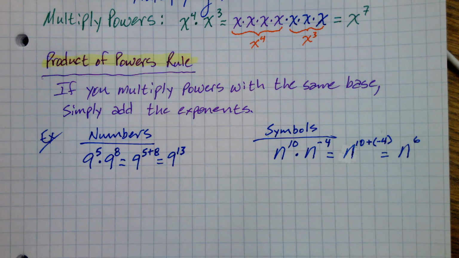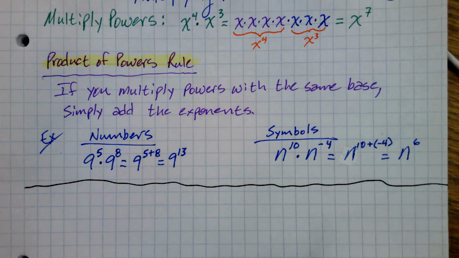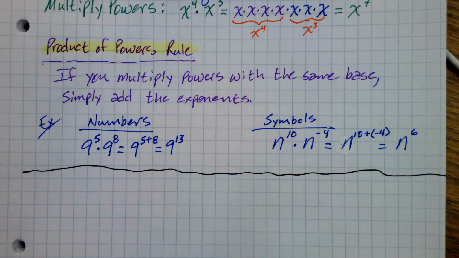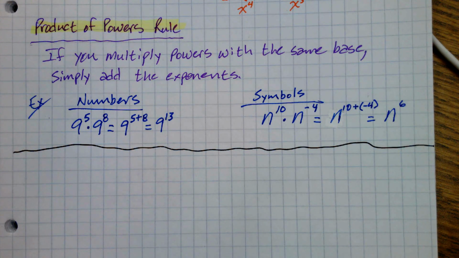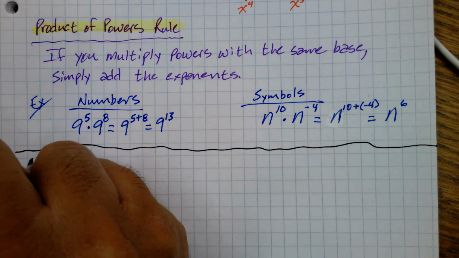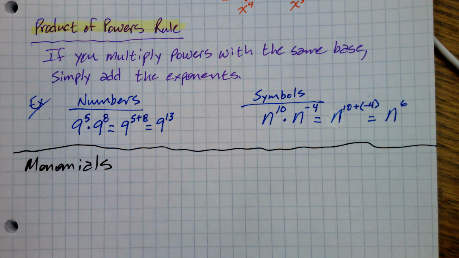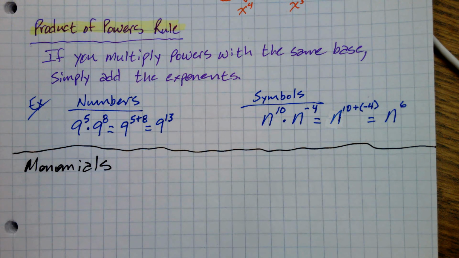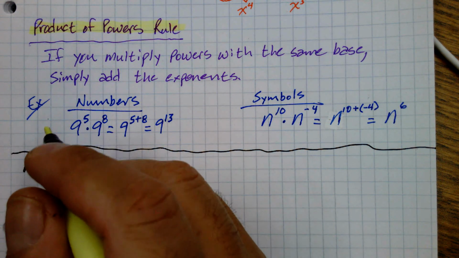Any questions? Okay. So here's something new. Here's another concept that we're going to use a lot this year, next year, probably throughout your experience with math from now on. We're going to talk about monomials. Does anyone know what the prefix mono means? Yes, one. So a monomial is a one of something.